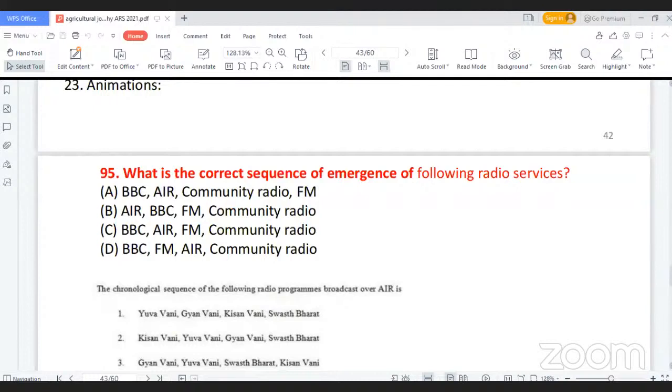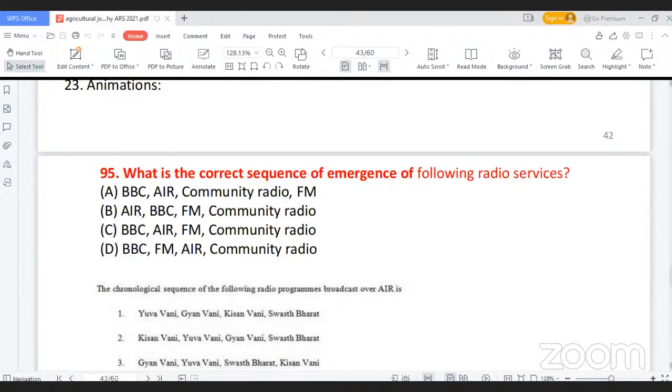So now we'll discuss some questions. These questions were asked in UGC NET. What is the correct sequence of emergence of the following radio services? BBC, All India Radio, Community Radio, FM. You know, Community Radio is the most recent one. And before that FM, but you know that BBC, British Broadcasting, is the oldest one.